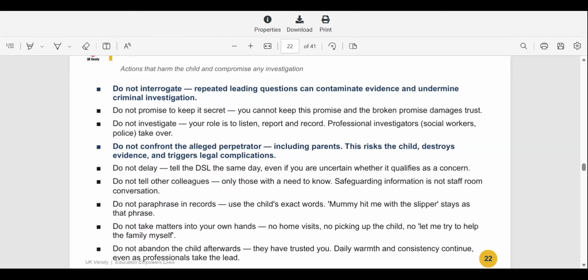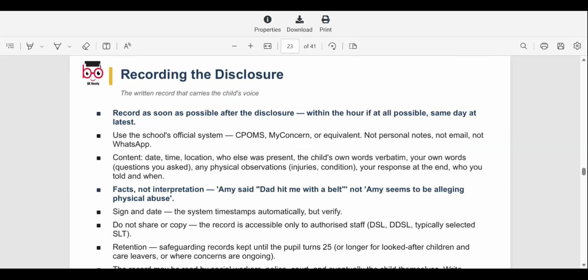Stop detailing questions, never force details, let the child speak voluntarily. Do not investigate, do not confront any sort of alleged perpetrator, and do not delay. Tell the DSL, and do not paraphrase things as well, and don't take things into your own hands. If you can, record everything within the hour.